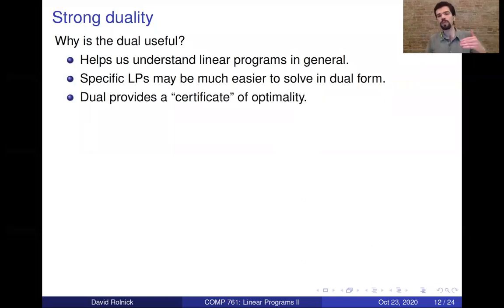Another thing is the dual sort of provides a certificate of optimality, in the sense that if you have a primal and a dual solution, like two feasible points of the primal and the dual, and they are the same, then you know that they're both the optimum, because any feasible point for the dual is greater than any feasible point for the primal. And so if they ever are equal, then you know it's the optimum for both of them.